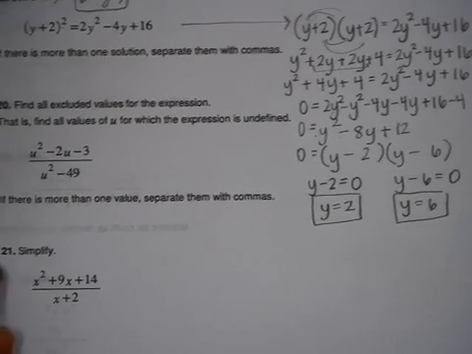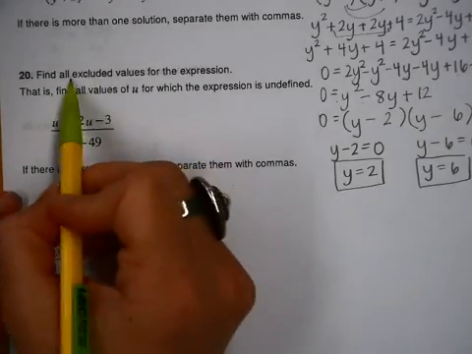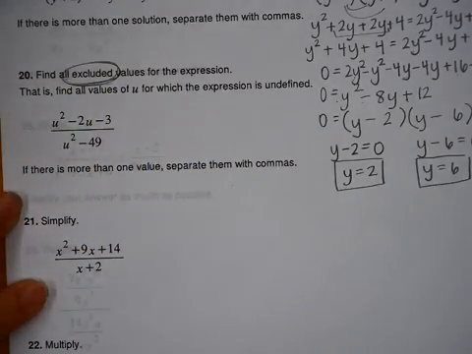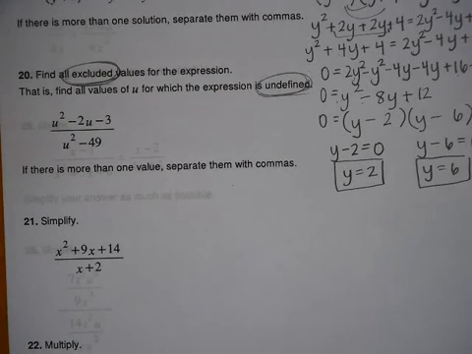Now, when we look at number 20, I'm going to give you several words that I'm going to underline or circle, because when you see these on ALEKS, I want you to recognize those words, and that's going to tell you what to do on these problems, okay? So on number 20, it says find all excluded values. Circle that word. For the expression, find all values of u for which the expression is undefined. So your two key words here are excluded and undefined.